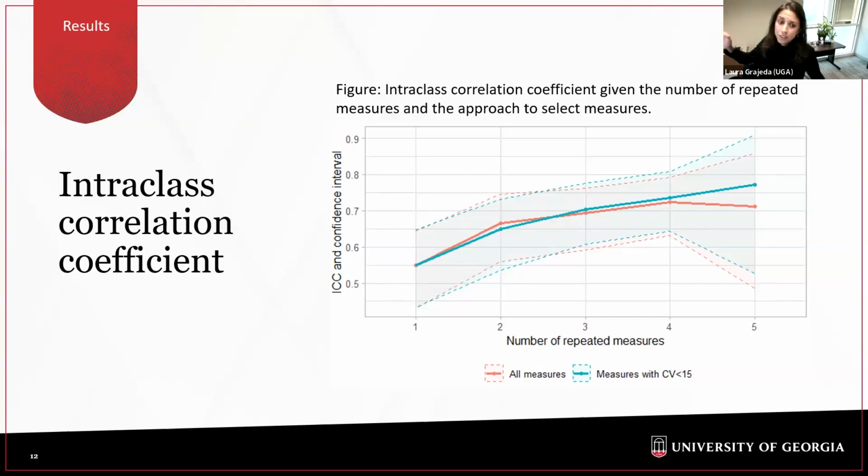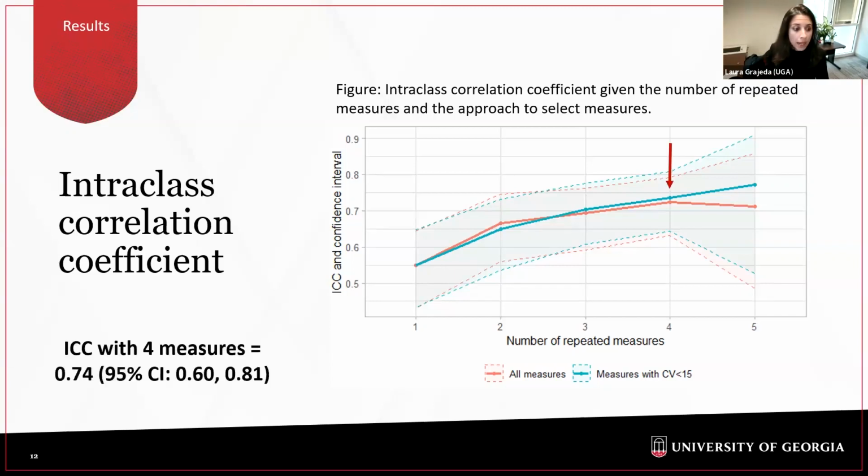As we increase the measures, the intraclass correlation coefficient increases. With 4 measurements, we have an intraclass correlation of 0.74. With 5 measurements, it looks like the intraclass correlation coefficient is going to be improved. However, here I don't have so many data points, so the confidence intervals are also wider.